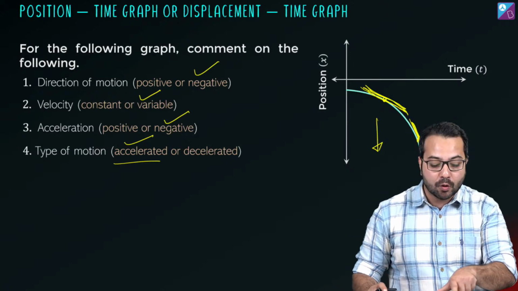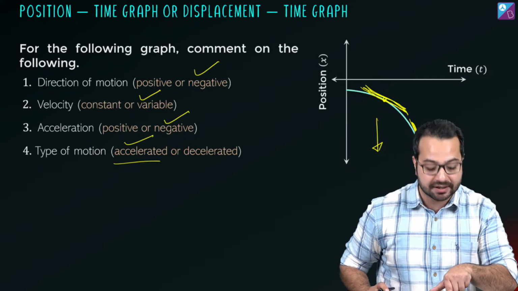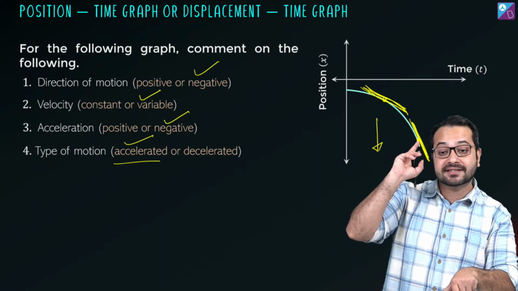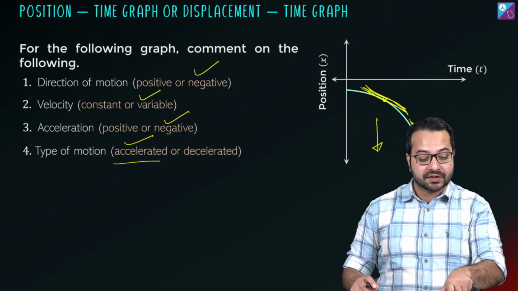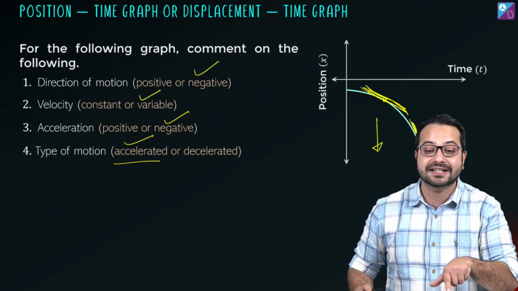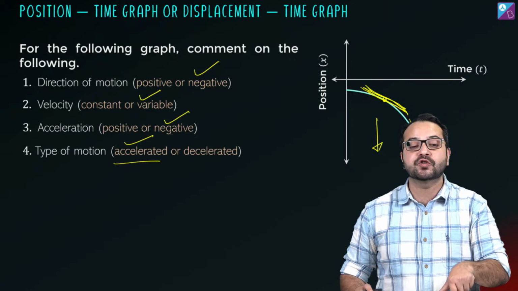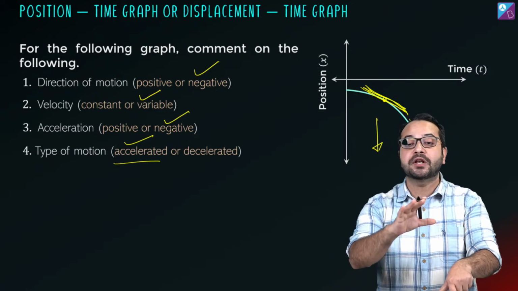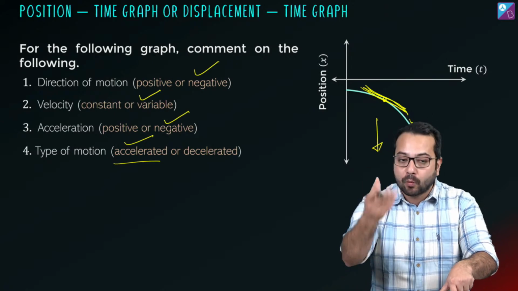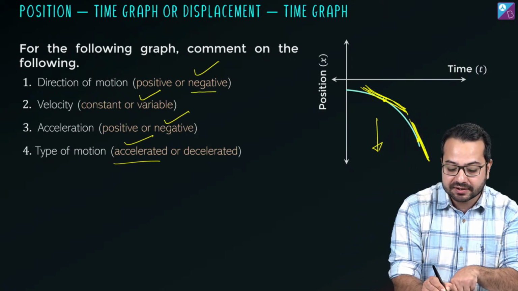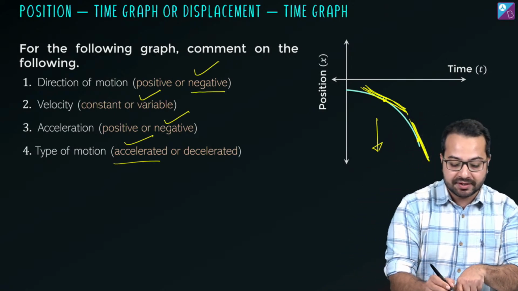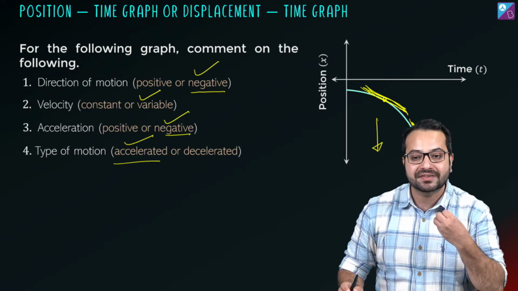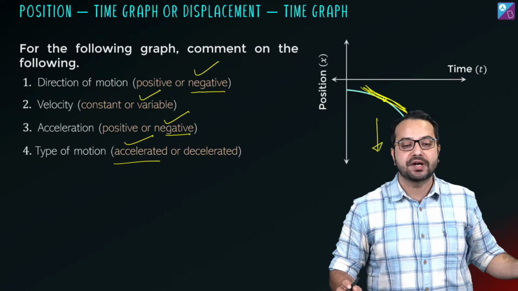So another example where acceleration is negative but the motion is accelerated, right? We discussed it in the previous lectures. Another example where the acceleration is negative but the type of motion is accelerated. Okay? So this is an example where you can see it from the graph. Why did it happen? Because the direction of motion was negative, the acceleration was also negative, so obviously the particle is going to accelerate, its speed is going to increase.